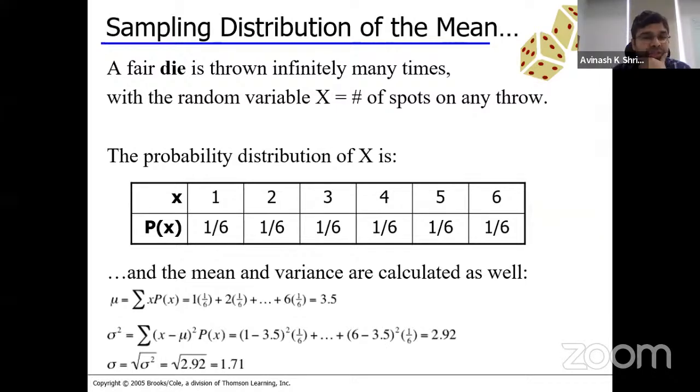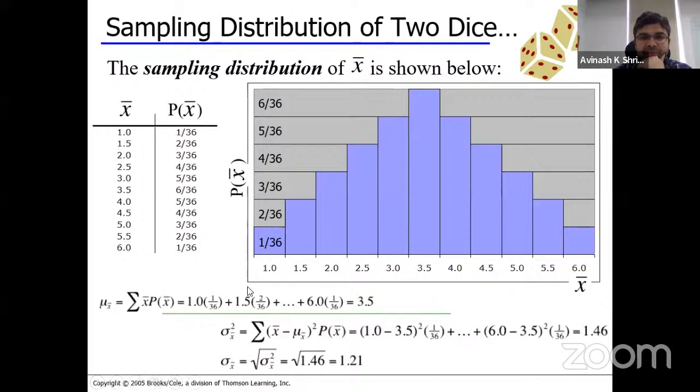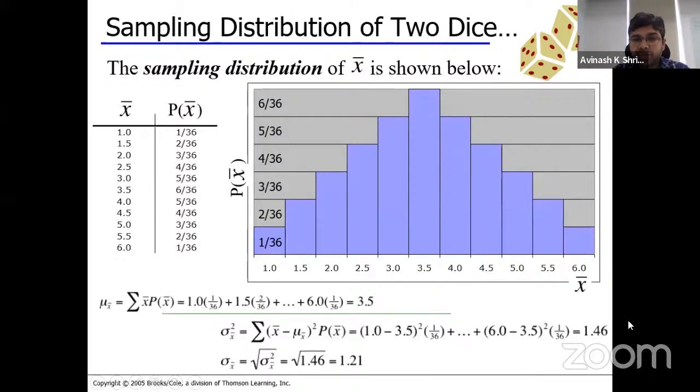When we are tossing a die once, the mean is coming to be 3.5 and the standard deviation is coming to be 1.71. When I'm tossing a die twice, the sample values are these. The means are calculated here. If I'm using the formula, I'm getting the mean value equal to 3.5, which is the same as the earlier case. But the variance is coming to be 1.46, whereas in the earlier case it was 2.92, which is exactly half.